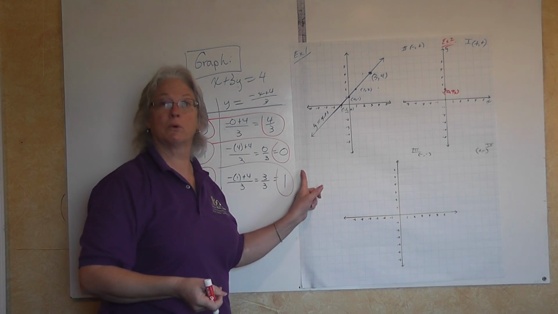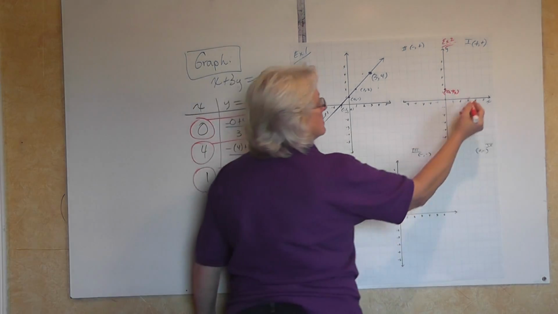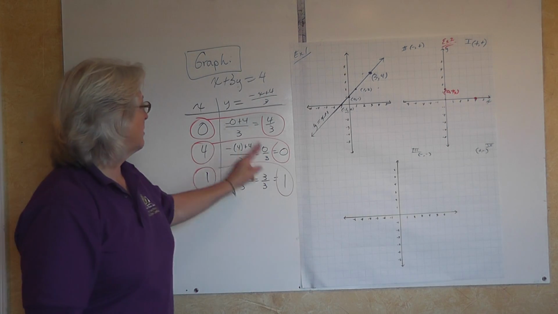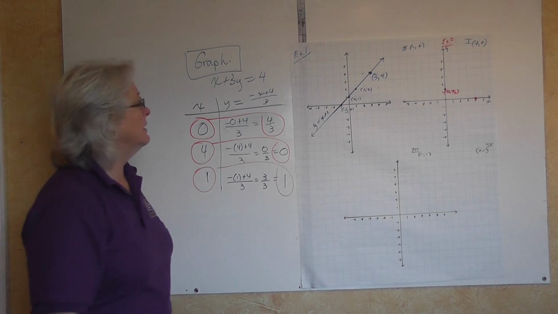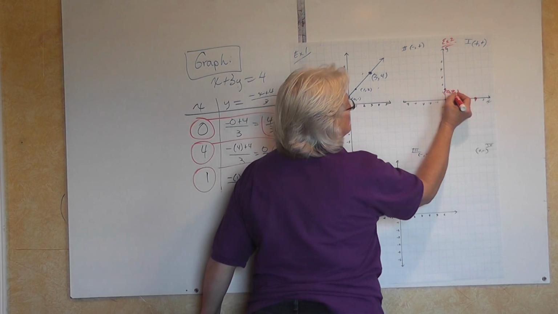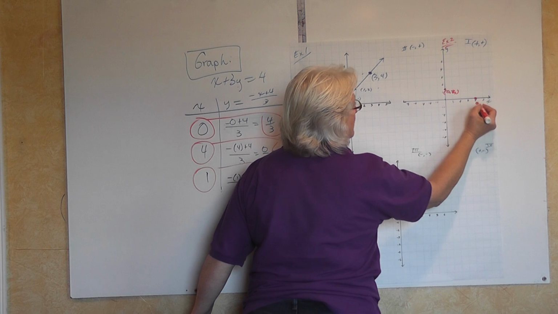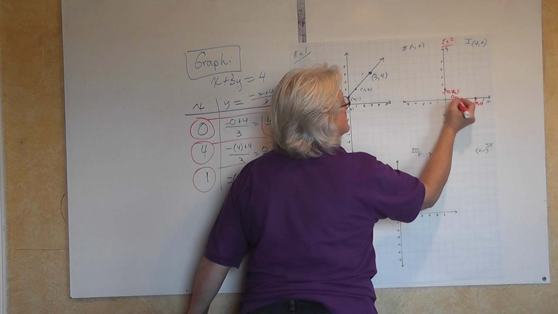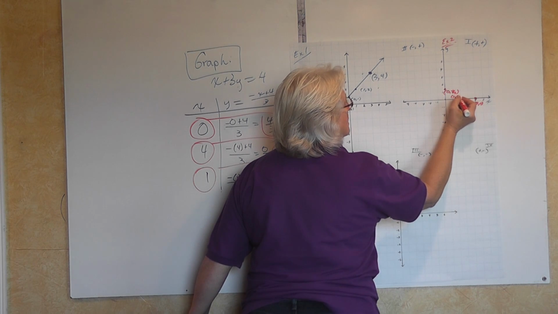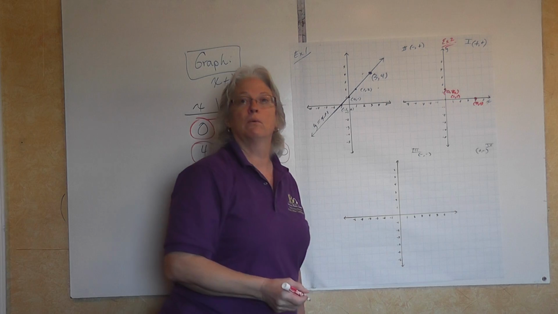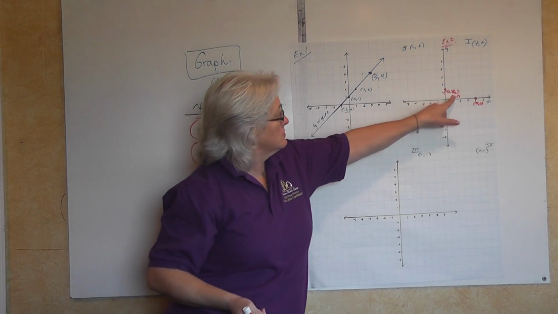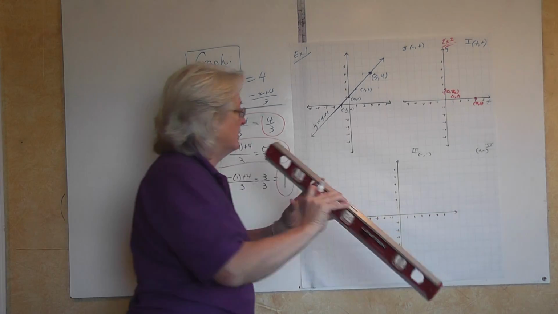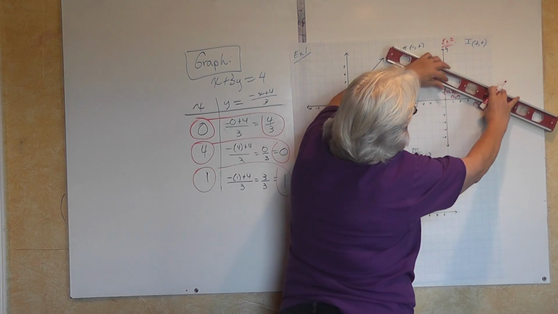Our next point that we're plotting, x is 4 and y is 0. Our final point, when x is 1, y is 1. And we're going to be careful that we label all of these points. Now, we have 3 points, and it sure looks to me like they're on a straight line. Let's see if we can connect them as a straight line.